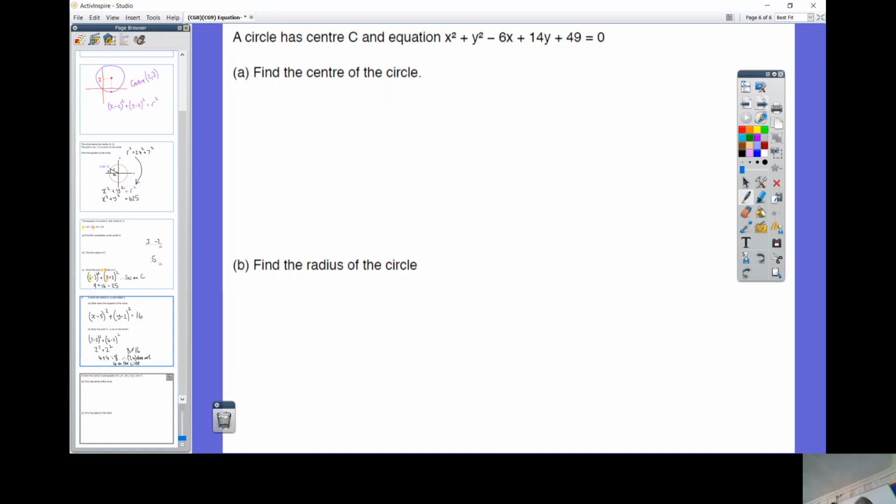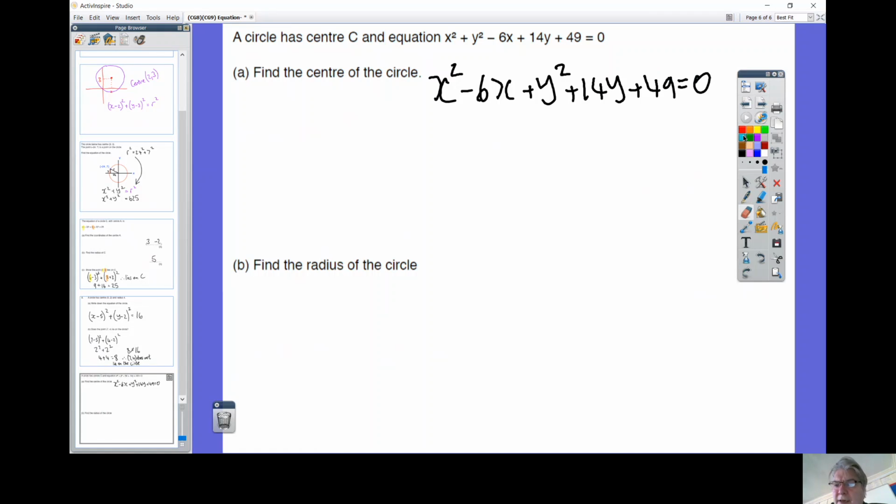So, start off by rearranging it to get all the x components first. So I'm just changing the order. I've done nothing clever there, guys. I've just put the x components first. So x squared minus 6x plus y squared plus 14y plus 49 equals 0. Now go and complete the square for both components.